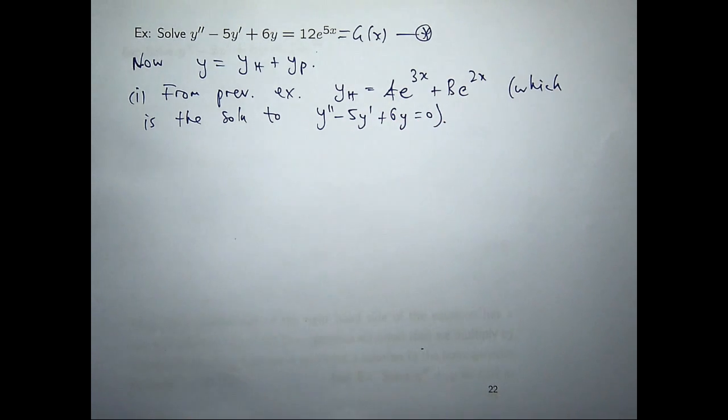Okay, so I don't really have to worry about writing that out. Here, big A and big B are constants, arbitrary constants. So how do we construct a particular solution?